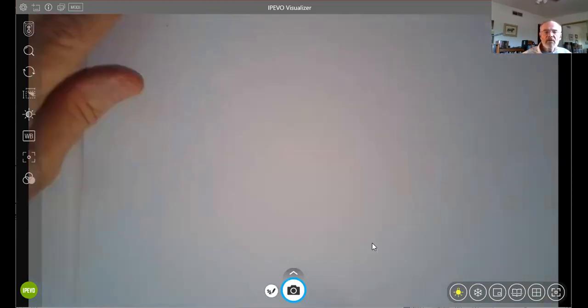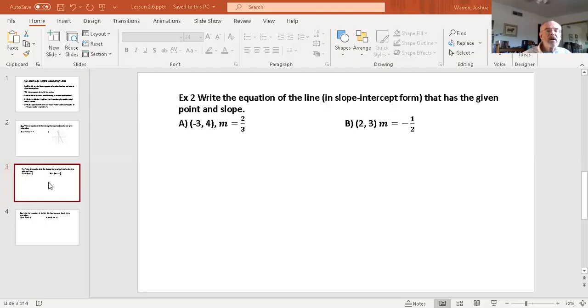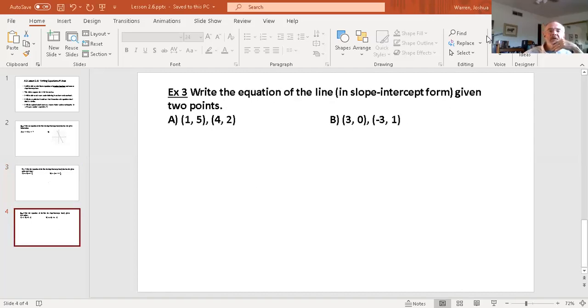Okay, so let's go back to our PowerPoint presentation. And so let's go on to our next set of examples. So example 3. All right, so example 3, we're going to write the equation in slope-intercept form given 2 points. So now we have 2 sets of points. It seems a little more challenging, right?